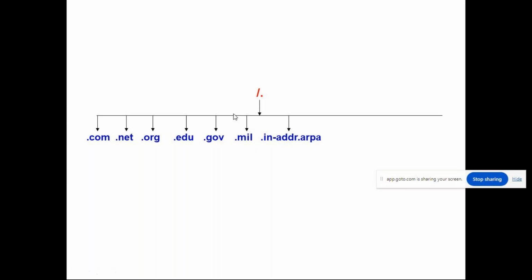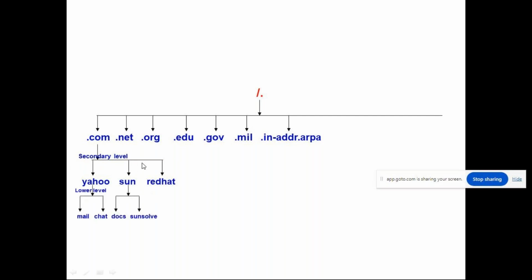Under the root zone, we have the root servers. Then we have the top level domains. Below the top level, the secondary level, and below the secondary level, the lower level domains. Yahoo, Sun, Red Hat, IBM, Wipro, TCS, all these are secondary level. Below the secondary level, mail, chat, docs, all these are lower level.